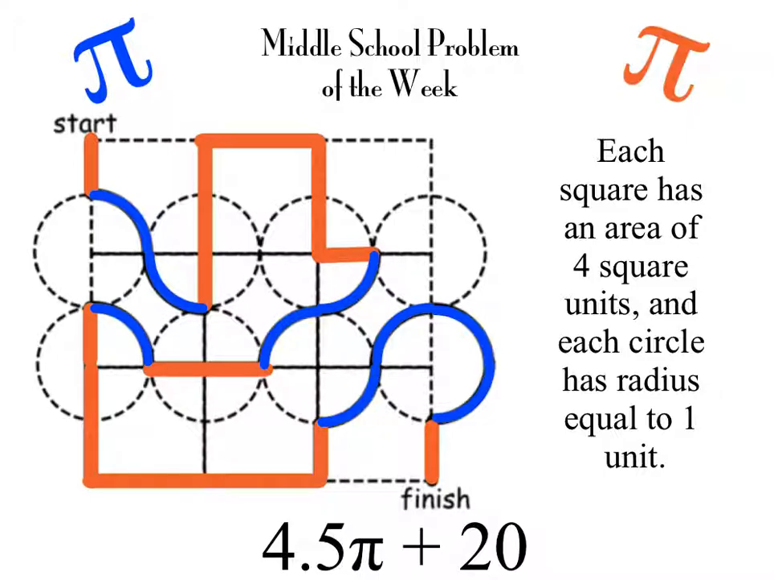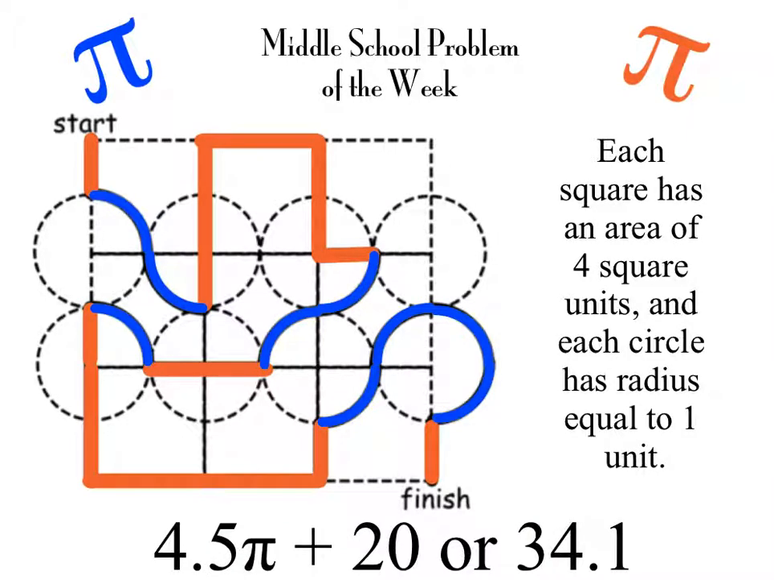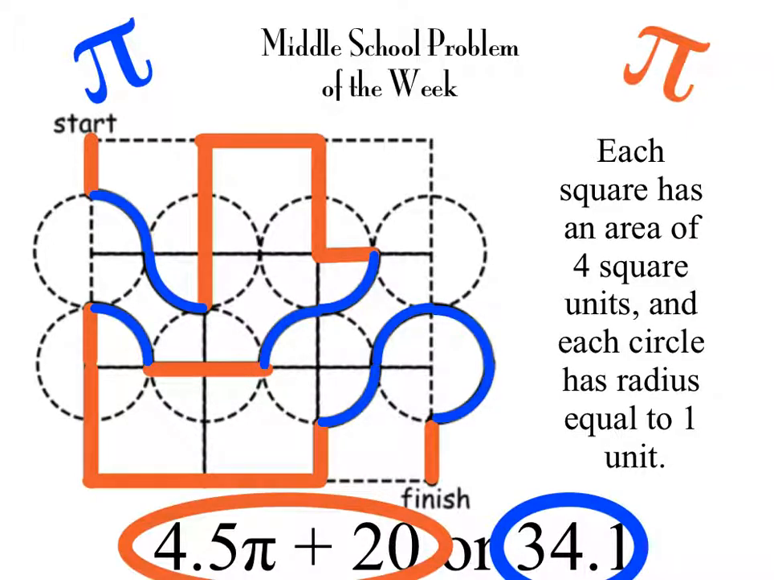And the other acceptable way to express the answer this week is to use one of our favorite approximations for pi, or the pi key on your calculator. And I tried several different approximations plus my pi key, and when I rounded to the nearest tenth, I got 34.1. 34.1 or 4.5 pi plus 20, the answers to this week's Problem of the Week.